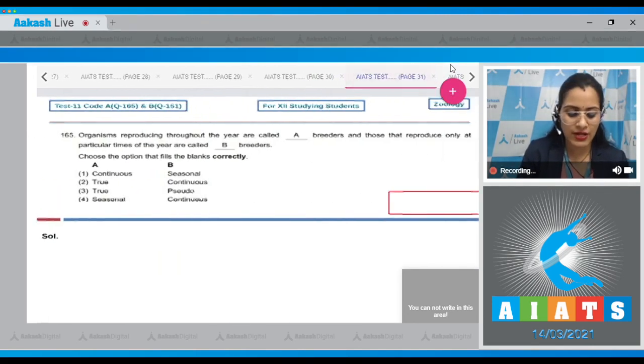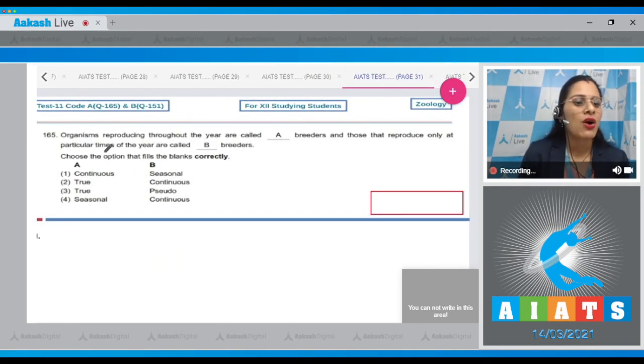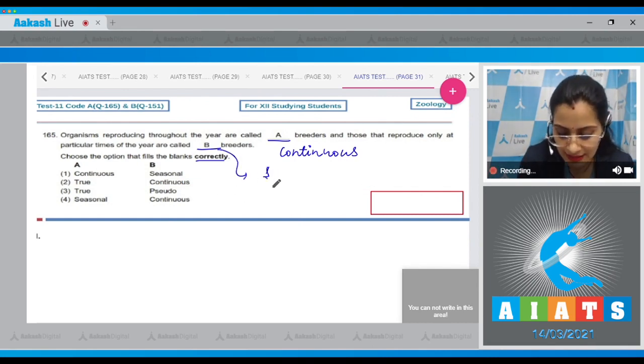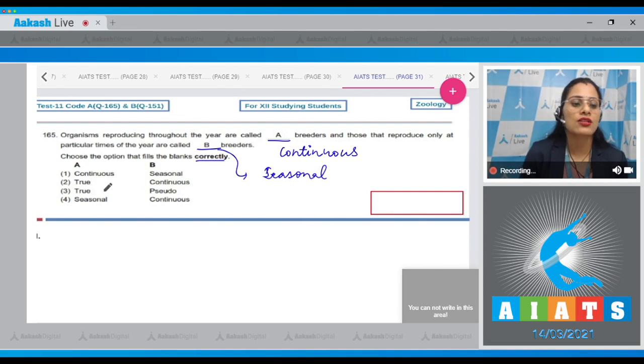Let's proceed to the next question, question number 165. Organisms reproducing throughout the year are called A breeders, and those that reproduce only at particular times of the year are called B breeders. Choose the option that fills the blank correctly. Now, organisms that reproduce throughout the year are called continuous breeders, whereas those that reproduce only at particular times of year are called seasonal breeders. So the correct answer to this question is option number 1, continuous breeders and seasonal breeders.